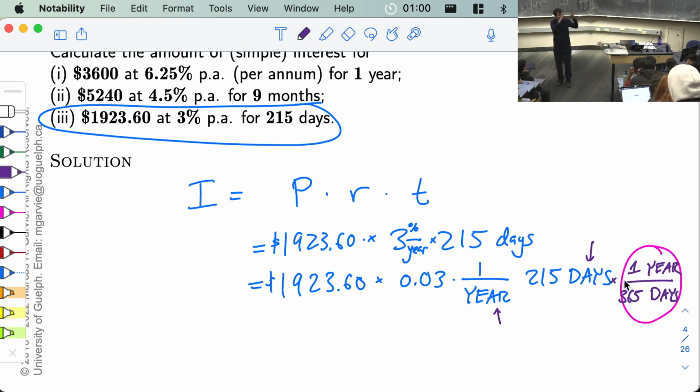So I've multiplied that thing in pink, which is equal to 1. It hasn't changed the formula, but it has corrected the units for me. Because now I have days both on the top and the bottom. There's a days here and a days there. Those cancel out. And I have a years here and a years there.